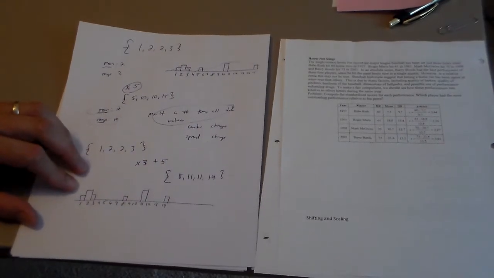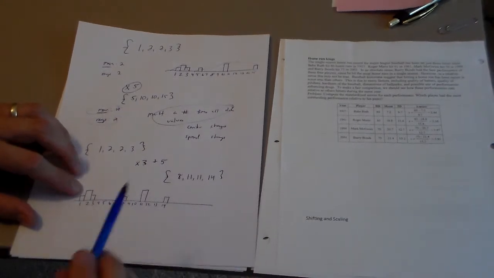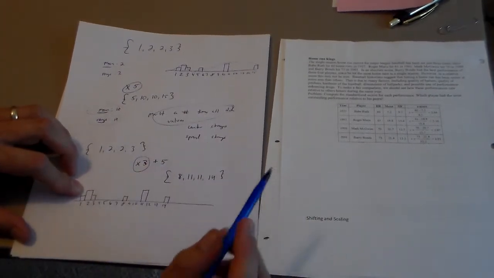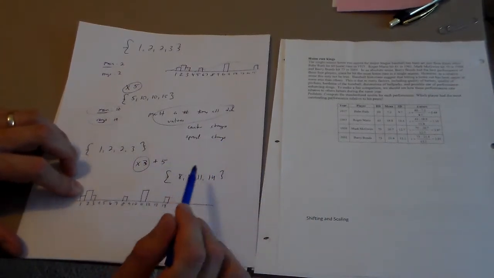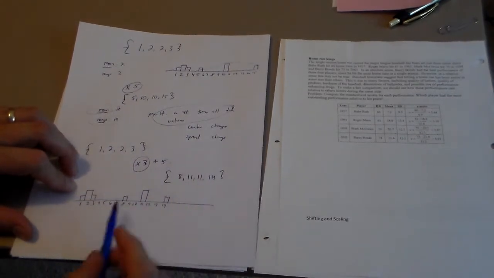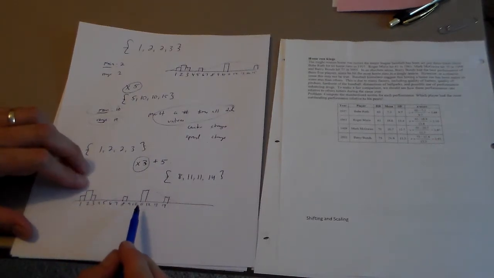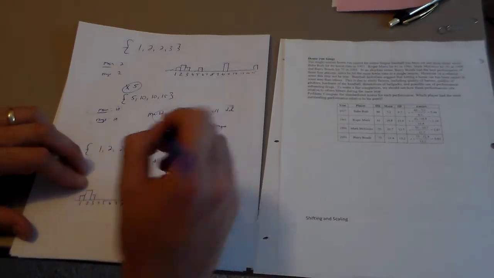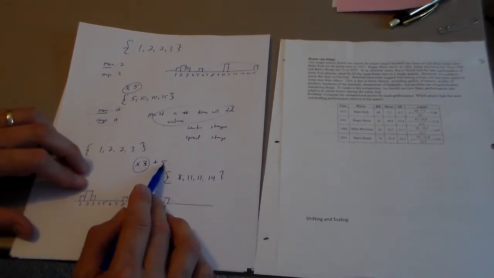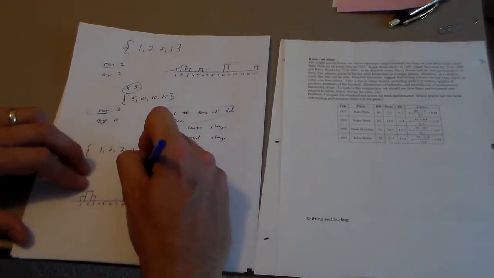So what happened? Well, they both changed, okay? And the reason they changed is because I multiplied. This plus 5 isn't going to do anything at all to my spread, but the multiplying did. My shape's the same. The mean's going to change. The measures of center are going to change when you do that. It's going to change for that and change for that. Whereas your measure of spread only changes by the multiplying one. So I think it's a really good example of shifting and scaling.